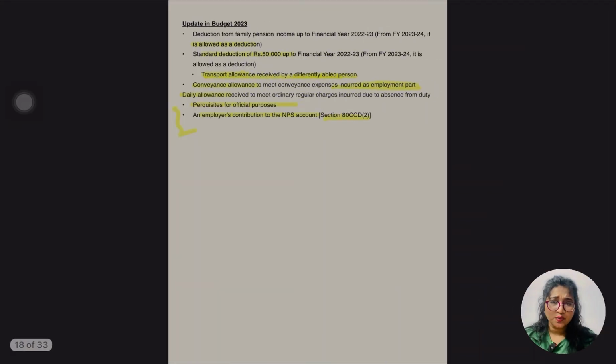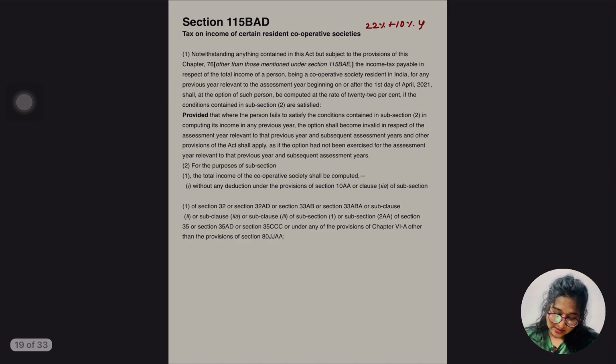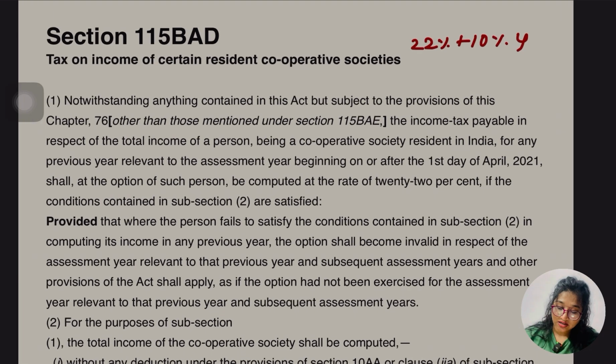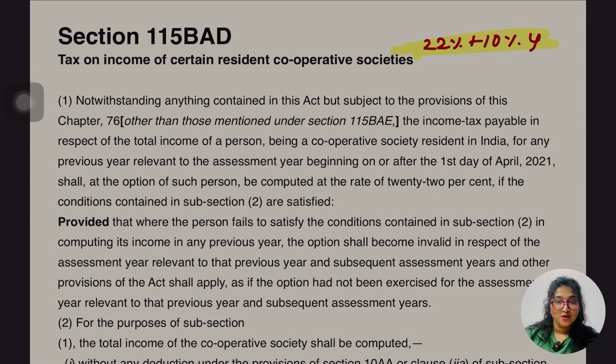So what was the tax rate? The tax rate in the 115BAC case, as I told you, you have to tell me in the comment section. So let's go for 115BAD. This section is specifically for cooperative societies. The tax rate is going to be 22%. Now you have to tell me, was there any other section which also had this tax rate?